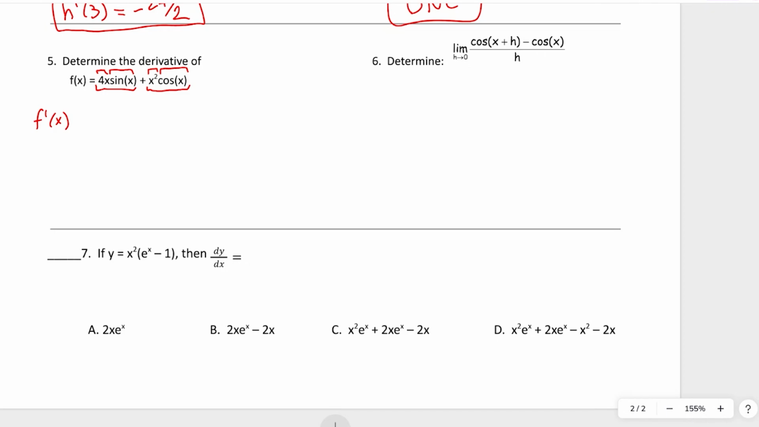So I'll start with that first product. I've got the first function 4x times the derivative of sine, which is cosine, plus the derivative of 4x, which is 4, times sine.